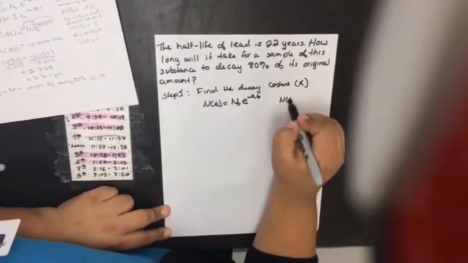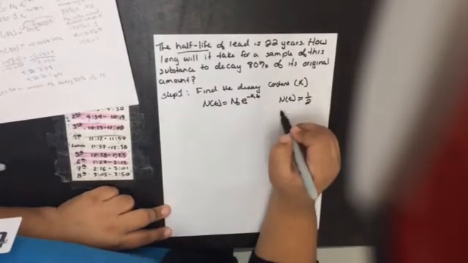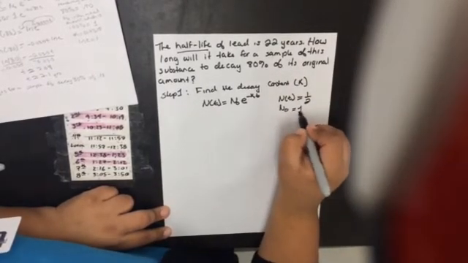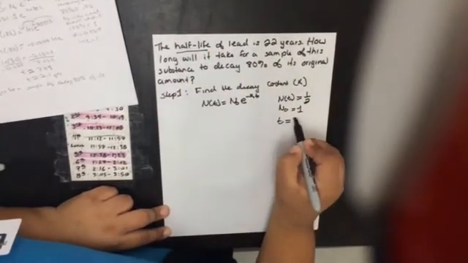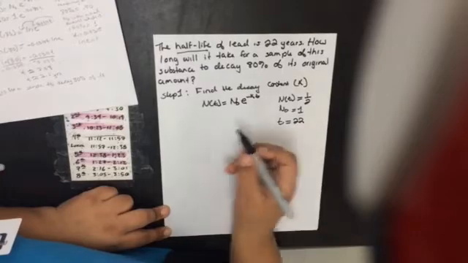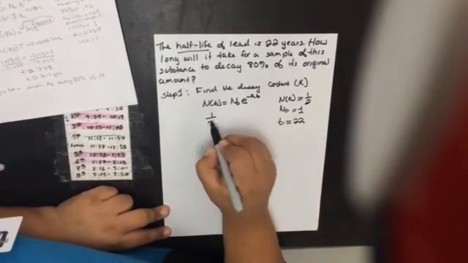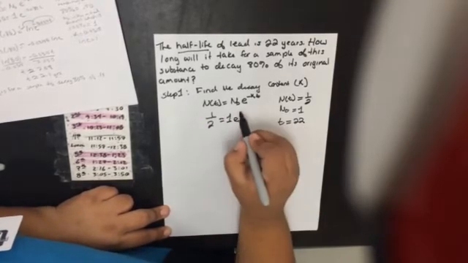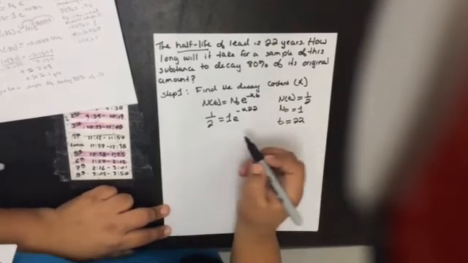Well, your n of t is 1/2. We're talking about half-life. Your n naught would be 1. That would be the initial amount. t would be 22 years. So we can plug what we have into our function. So 1/2 equals 1 times e to the negative k times 22.